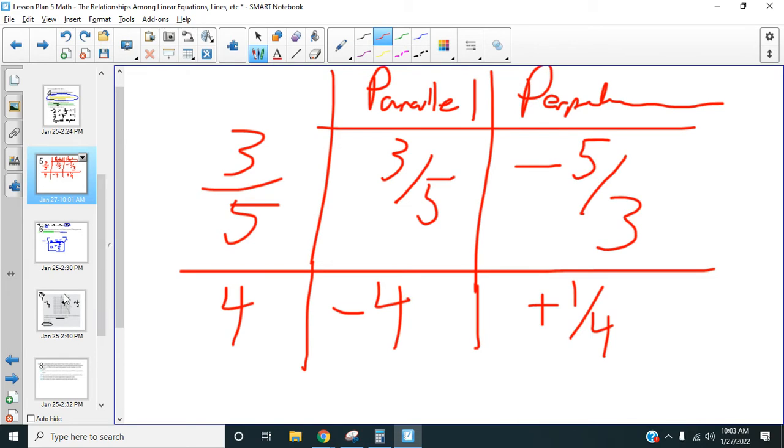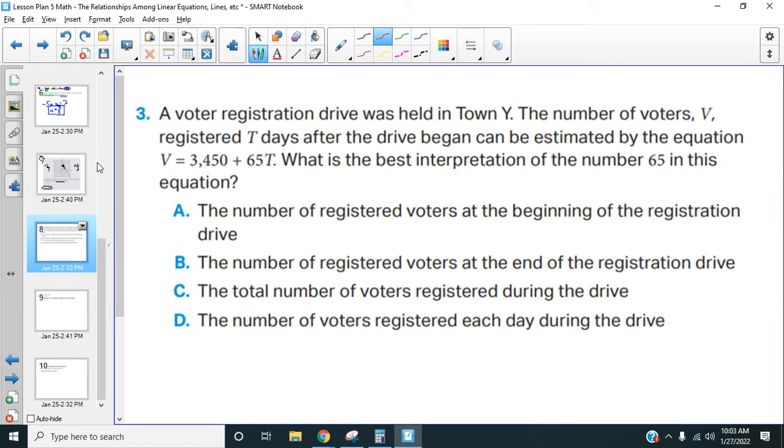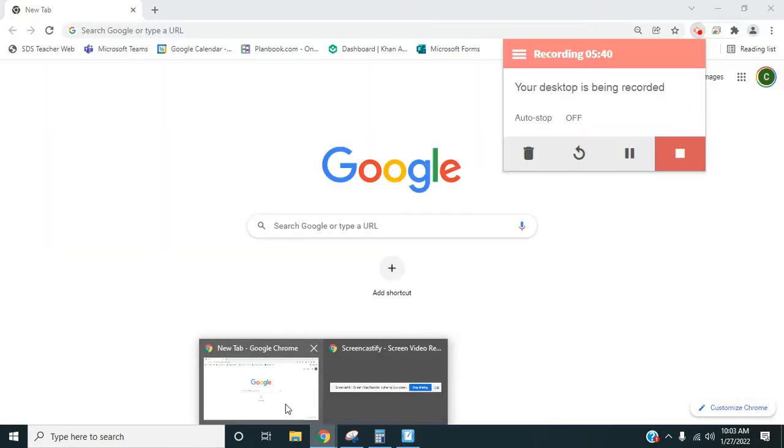But before we get to that, let's do number 3 here, because this is your other con assignment today. All right. Take a second. Let's do that one.